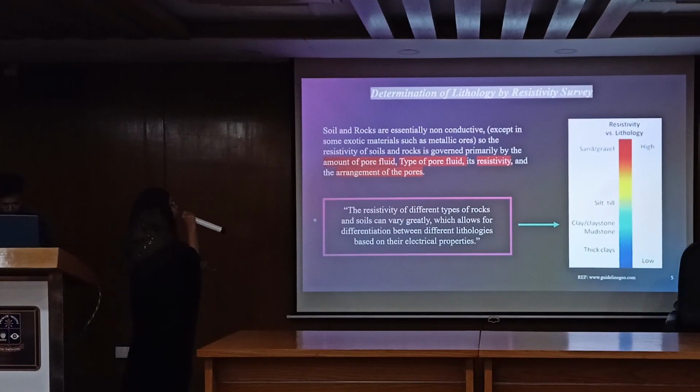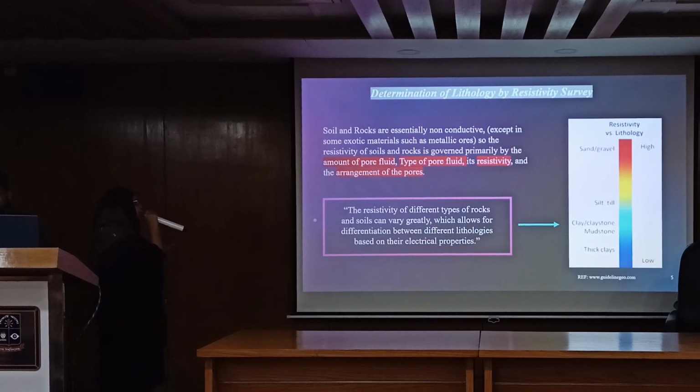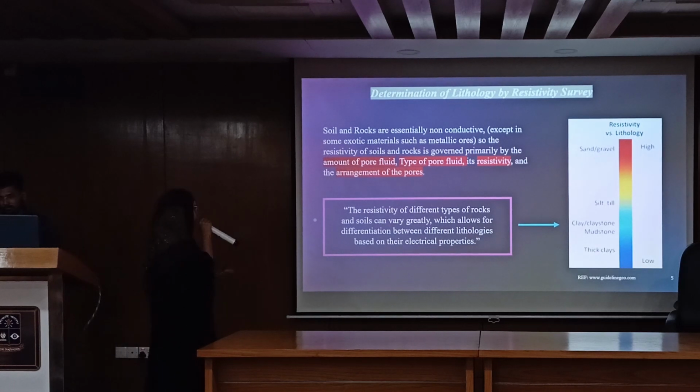So now, determination of lithology by resistivity survey. As you know, soils and rocks are essentially non-conductive materials, except some exotic materials like metallic cores. So the resistivity of soils and rocks is generally governed by the amount of pore fluid, the type of pore fluid and its resistivity, along with the arrangement of the pore space.